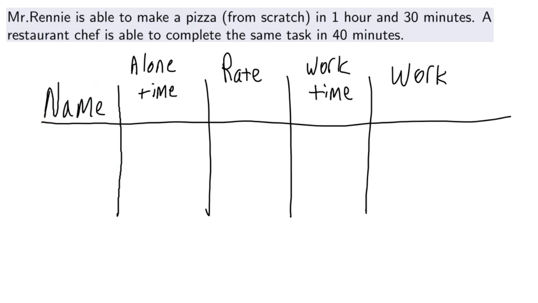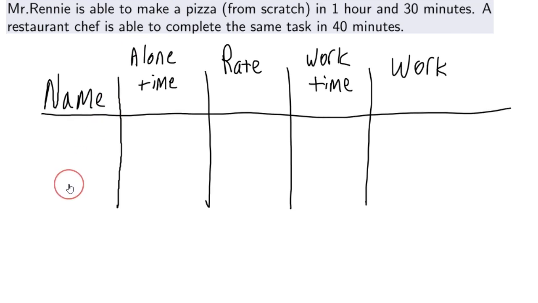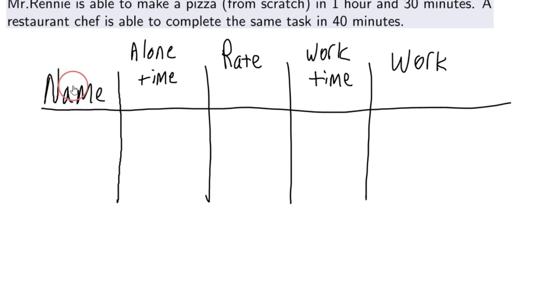So one of the ways that I approach these problems is I always organize the information into a table where the table always has the names that are involved. How long does it take each individual alone to complete the task? And if you know the alone time, you can figure out their rate of work.